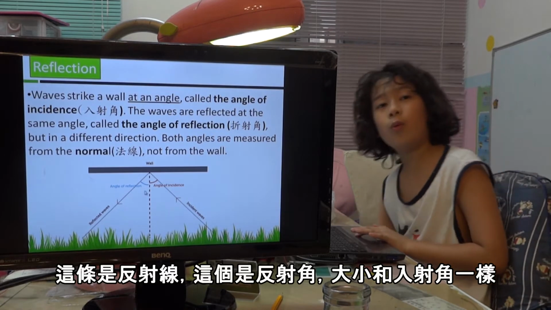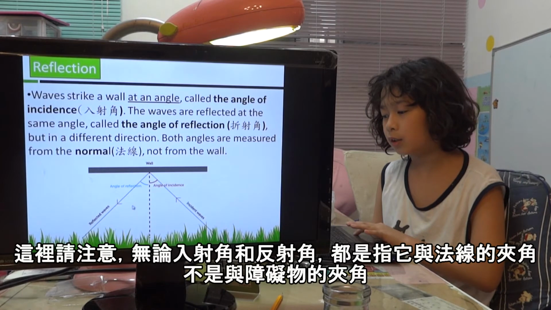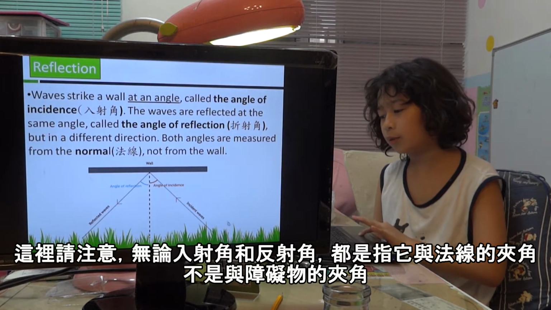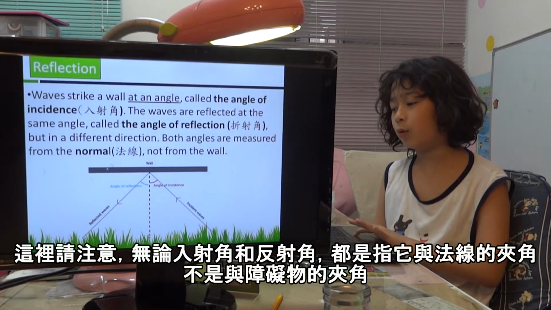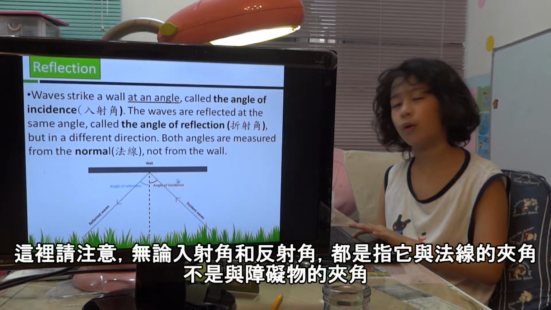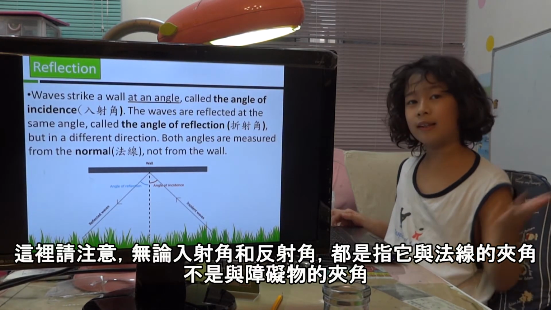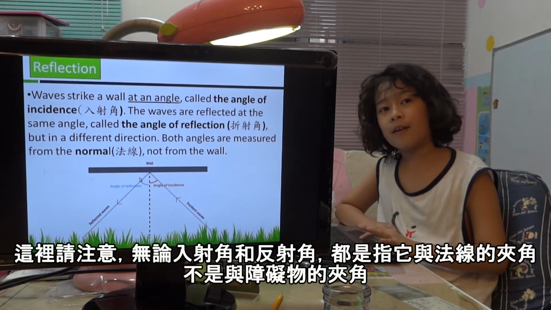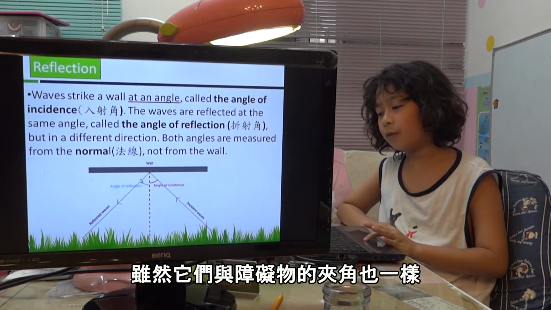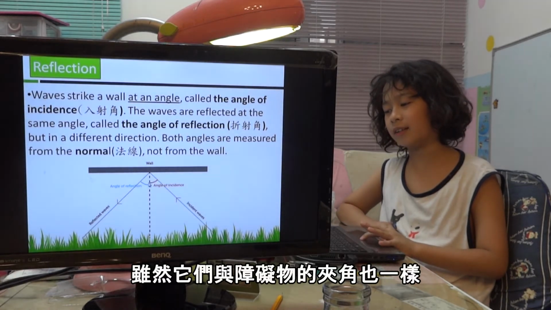Yes. Remember, we measure the angles from the normal: the incident ray to the normal and the reflected ray to the normal, not the reflected ray to the wall and the incident ray to the wall. Okay, wait a second. So although we know that this is equal to this, we always talk about the angle to the normal.